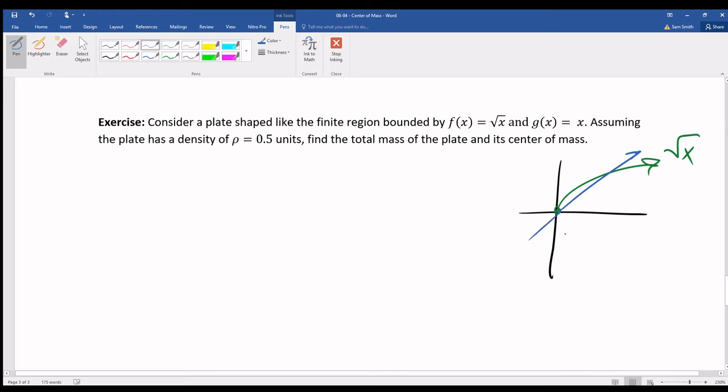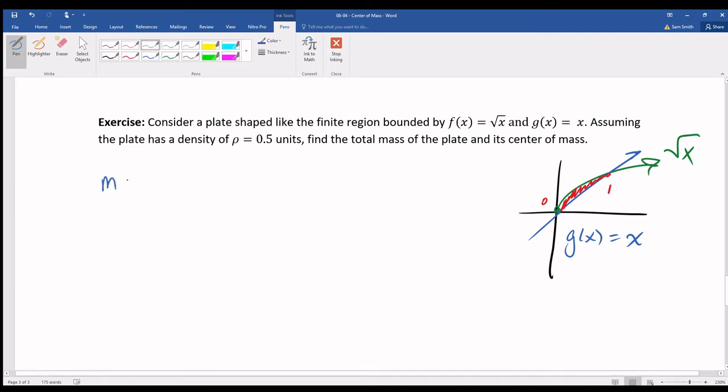G of x equals x, straight line. And the area between them is bounded by x equals 1 and x equals 0. Assuming that the plate has a density of rho equals 0.5 units, find the total mass of the plate and find its center of mass.